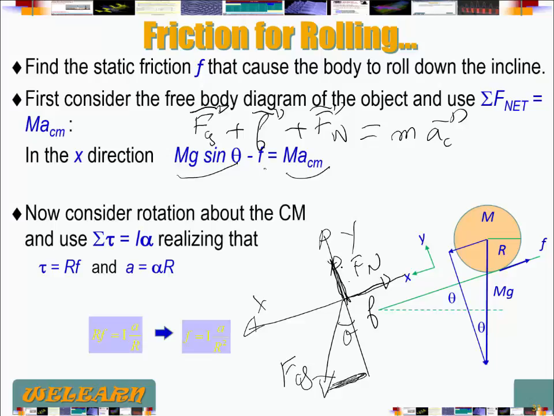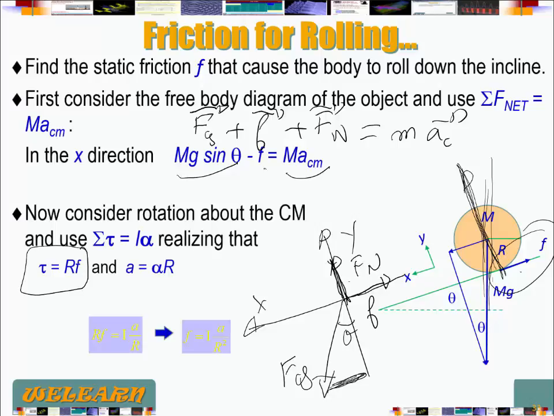What about the torque equation? The gravitational force is not going to have any torque because the line of action goes through the center of mass. Now, the normal force, same situation. Its line of action goes through the center of mass, so it's not going to have any torque. So the only torque left is the torque due to the friction force. And look at the torque due to the friction force. It is rotating our object in the counterclockwise direction.